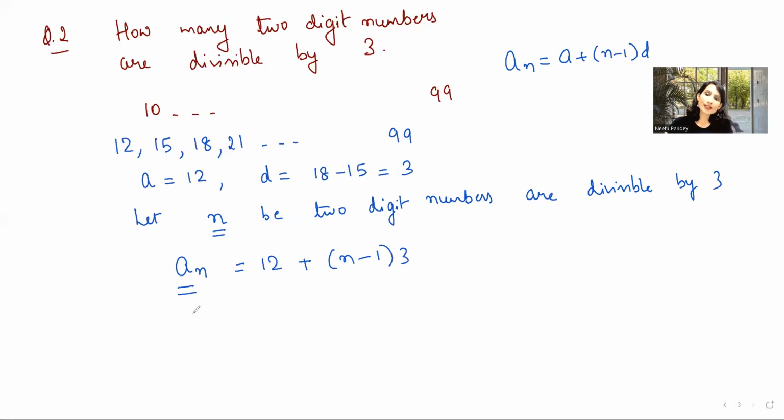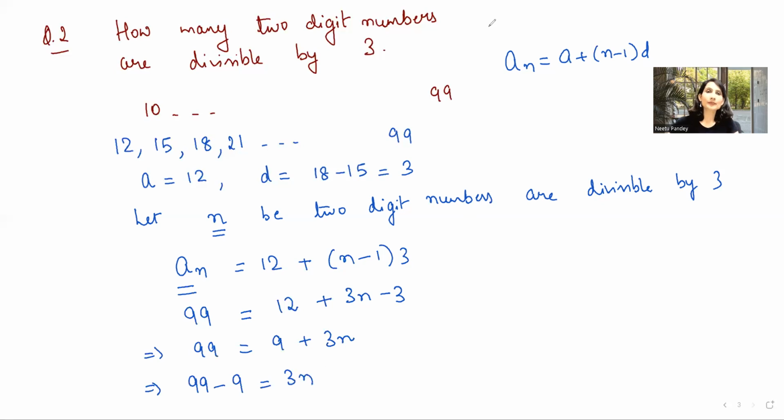So you can write here 99 is equal to 12 plus 3n, you can open the brackets, 3n minus 3. So it will be 99 is equal to, 12 minus 3, how much? 9 plus 3 into n. So transpose कर लीजिए, 99 minus 9 is equal to 3n.